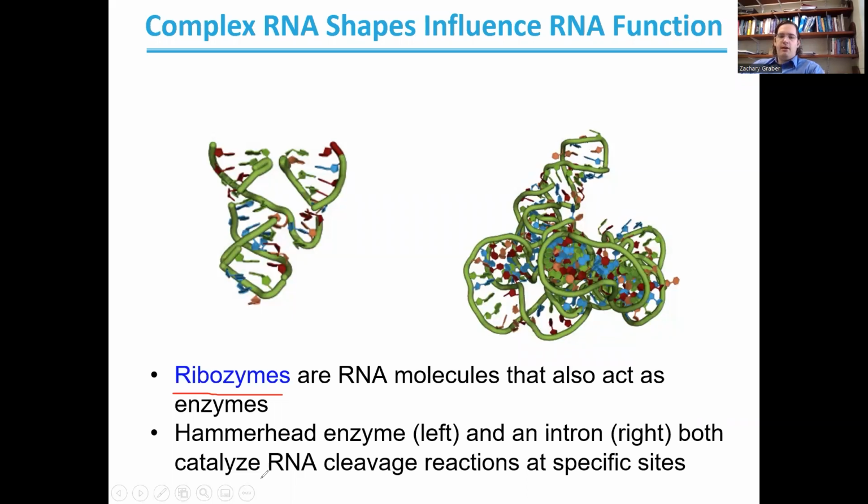On the left, we have the hammerhead enzyme, and on the right, we have an intron. Both of these are involved in catalyzing RNA cleavage reactions at specific sites. And this is generally the most common reaction that our RNA enzymes will catalyze. So it usually tends to be reactions involving other RNA molecules. So they don't have the full range of functions that a protein would, for example.